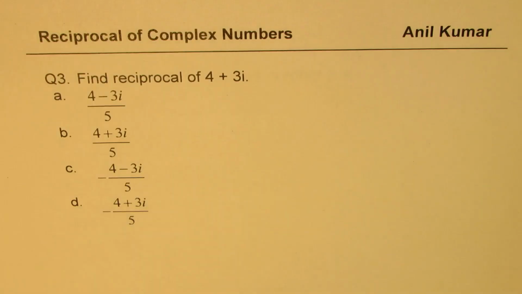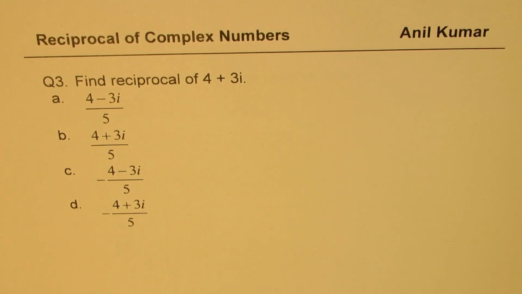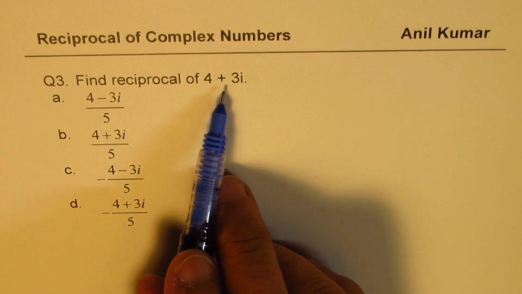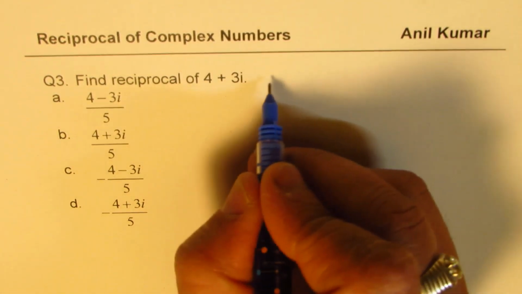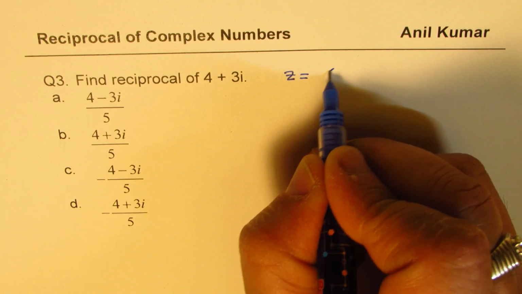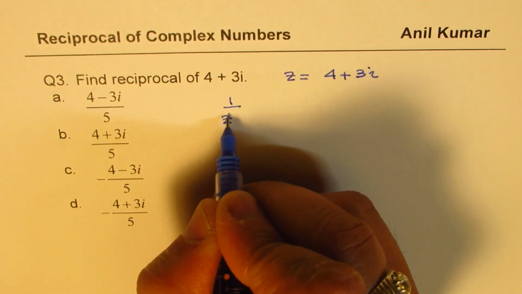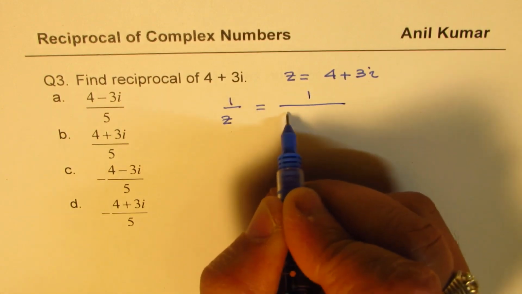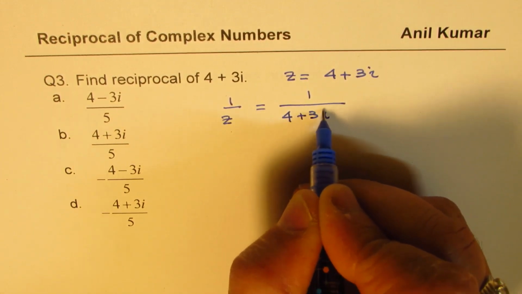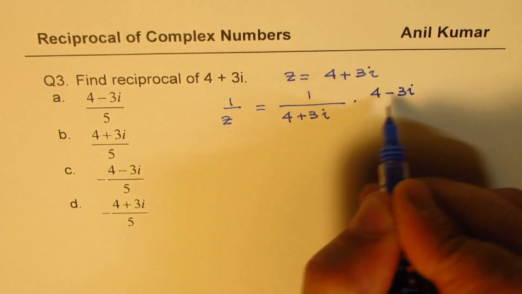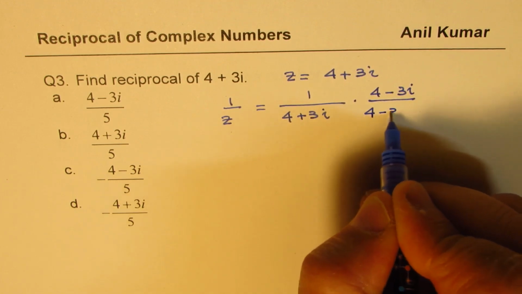Now let's take up question number 3. This time we have a complex number which has a real part and an imaginary part. You need to find the reciprocal of 4 plus 3i, right? So that is to say, the complex number z is given to us as 4 plus 3i. So the reciprocal basically is 1 over z, which is equal to 1 over 4 plus 3i, correct? Now we need to rationalize it, so we'll just multiply and divide by its conjugate, 4 minus 3i, right?